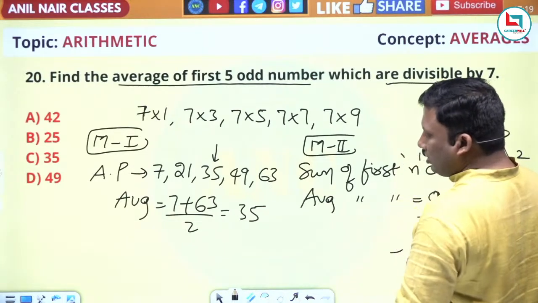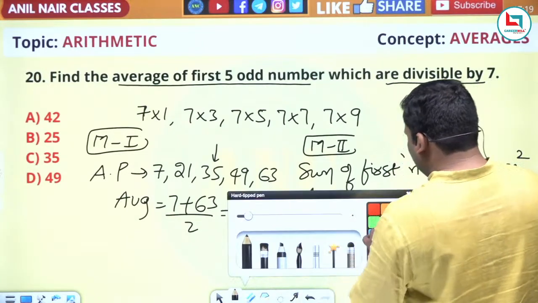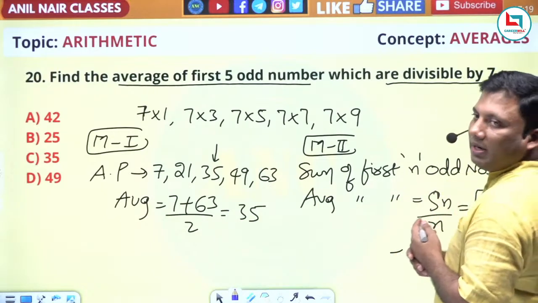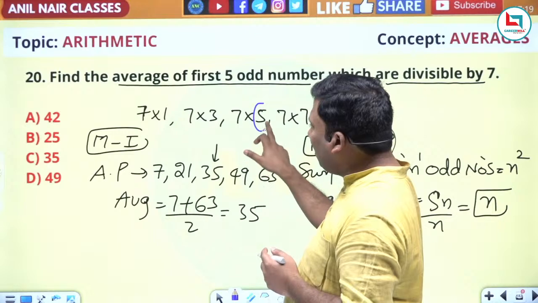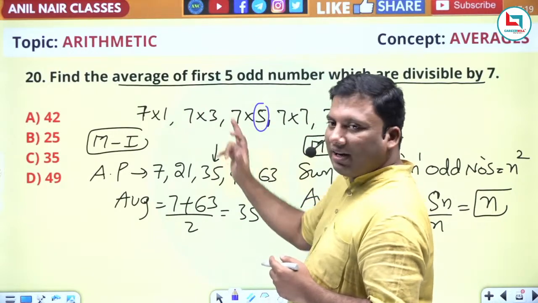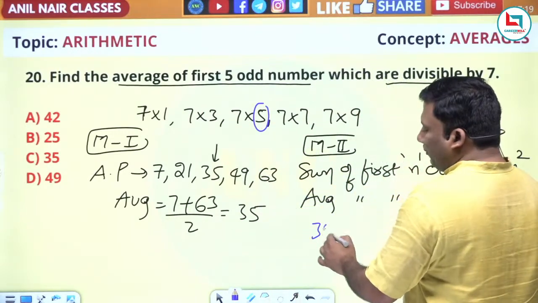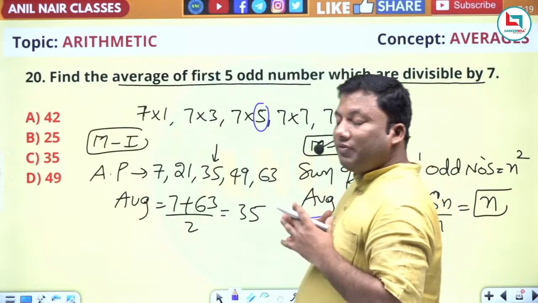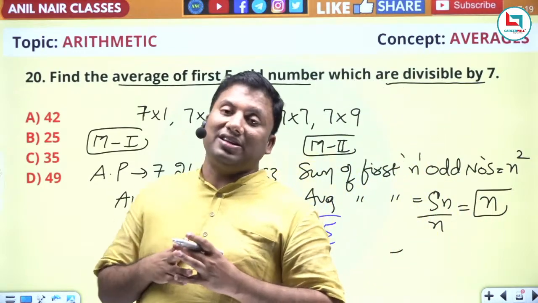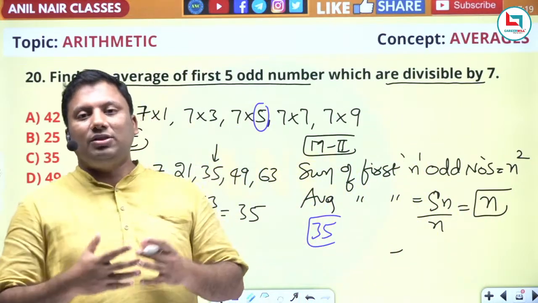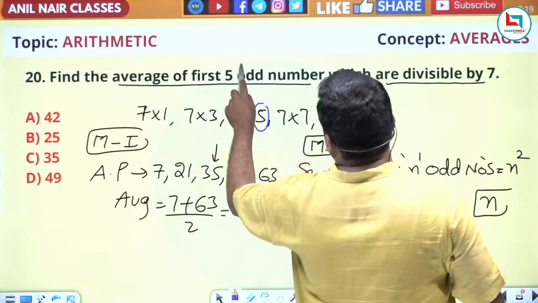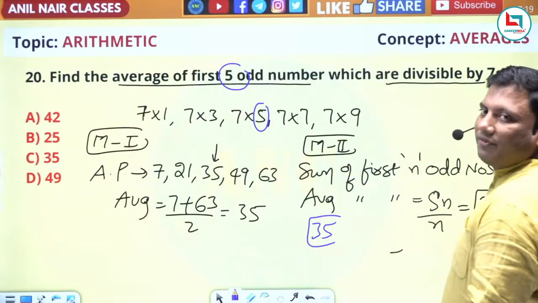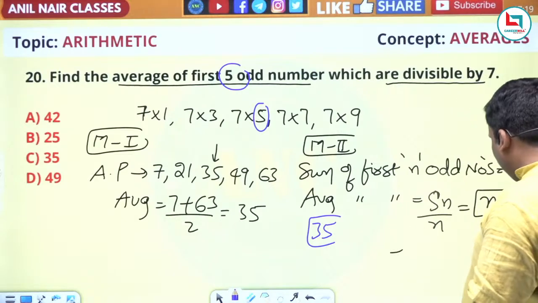So the average is always the middle term. If I take 1, 3, 5, 7, 9, the middle term will be 5. Right now 7 is multiplied, so 7 fives are 35. Very simple. The average of the first n odd numbers is always n, but here it is the 7th multiple, so 7 into n. Fifth odd number, 7 into 5, 35.